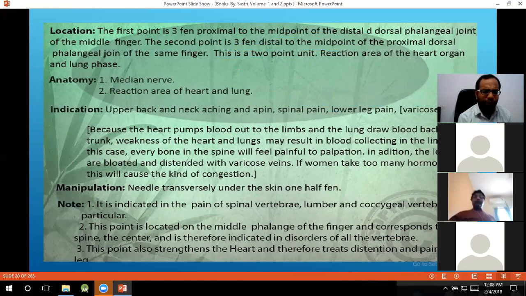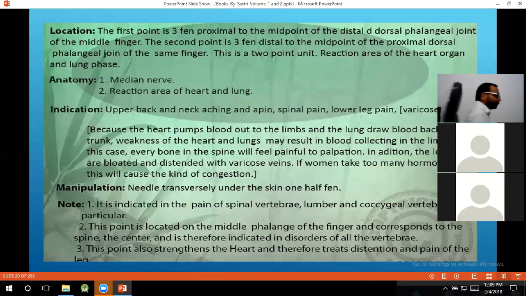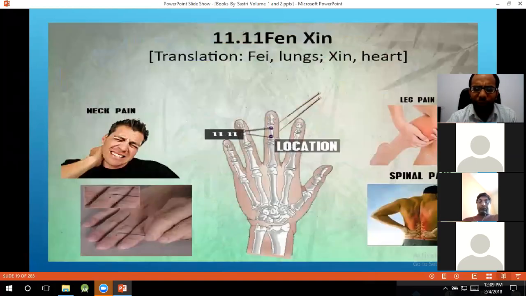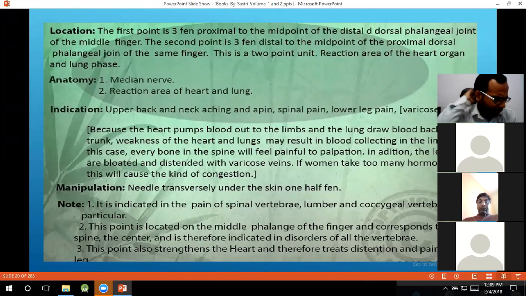So in coccydynia, what are the points you will use? You go straight and just below the occipital vertebrae, you will see 3 points. 1, 2, and 3. When there is severe pain of coccydynia, use this 11.11 with these 3 points at the occipital. You will get immediate results in coccydynia. No doubt about it.